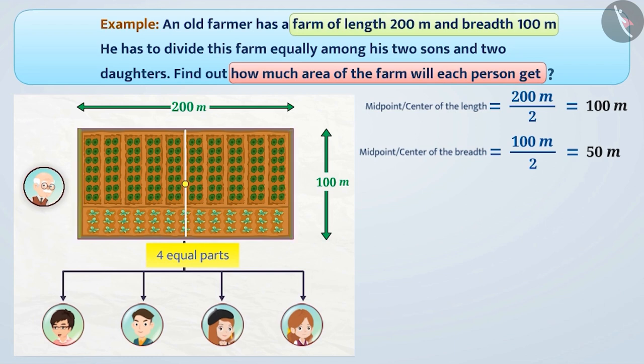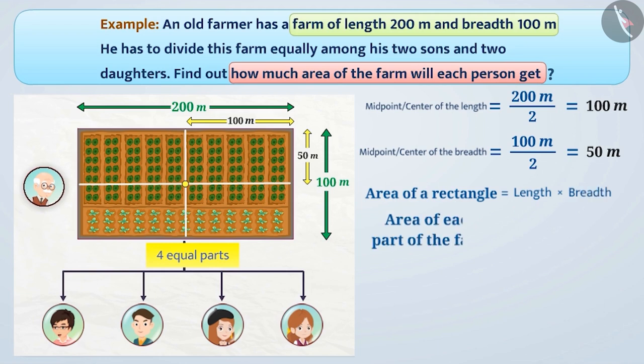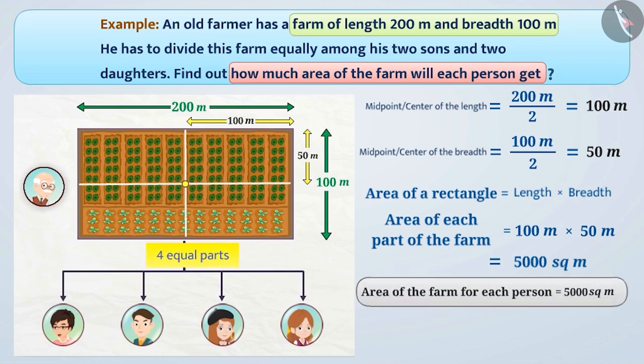Now, if we join the midpoint of the opposite sides, with the help of both line segments, we will be able to divide the farm into four equal parts. Here, the length and breadth of each part are 100 meter and 50 meter respectively. We know that the area of a rectangle is equal to length into breadth. Hence, the area of each part of the farm will be 100 meter multiplied by 50 meter is equal to 5000 square meter. In this way, we have solved the given question.